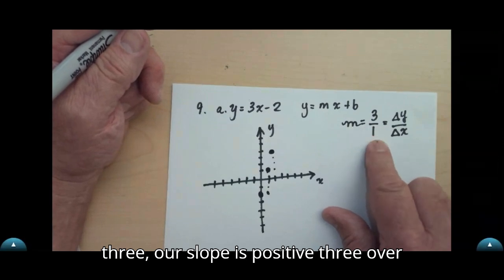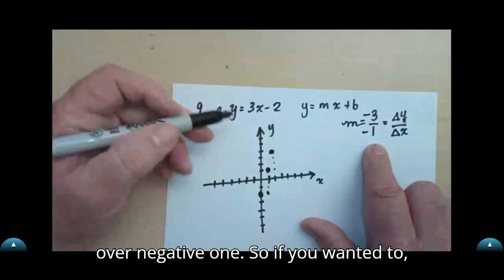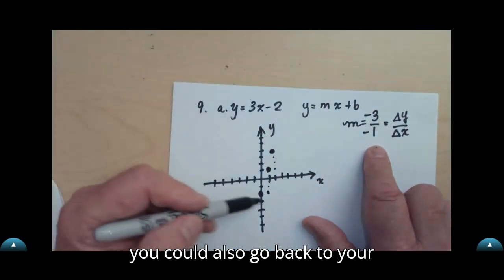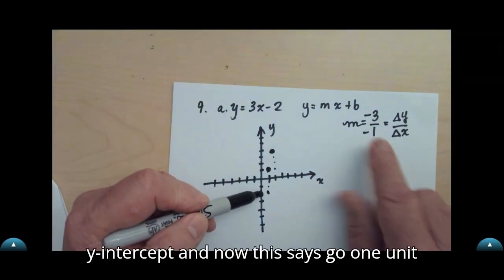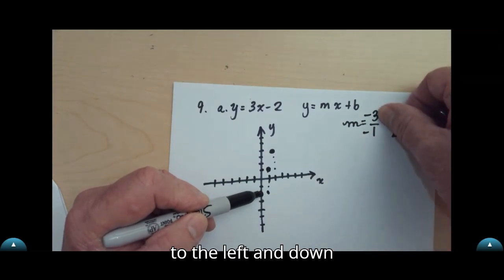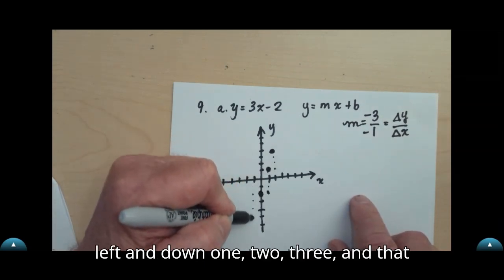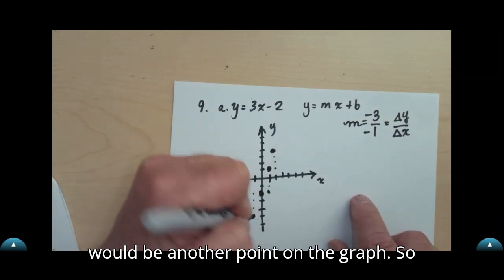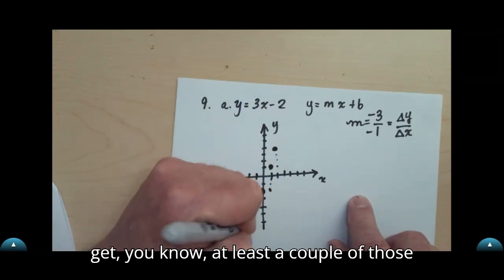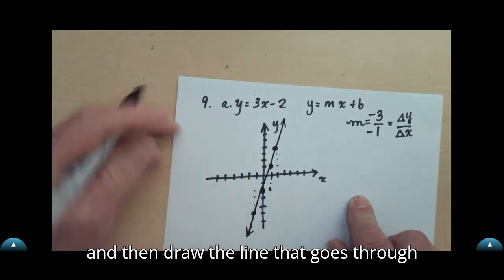Our slope is +3 over +1. It's also -3 over -1. So if you wanted to, you could also go back to your y-intercept, and now this says go 1 unit to the left and down 3 units, right? So go 1 to the left and down 1, 2, 3, and that would be another point on the graph. So get at least a couple of those, and then draw the line that goes through them.